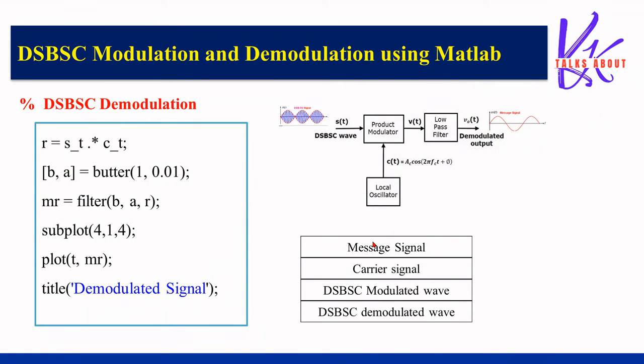Now let us proceed to see how to implement the same code using MATLAB, whether we are going to get the demodulated wave, whether we are going to plot the message signal, the carrier signal, the DSBSC modulated wave and the demodulated wave. We will see practically by implementing using MATLAB.